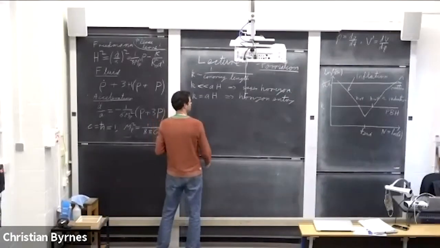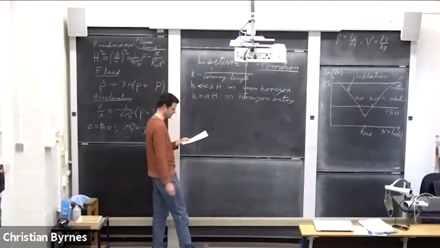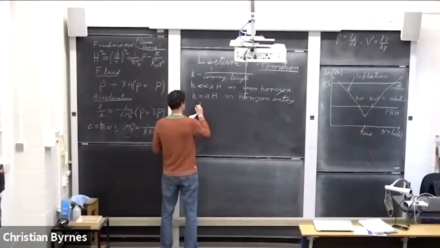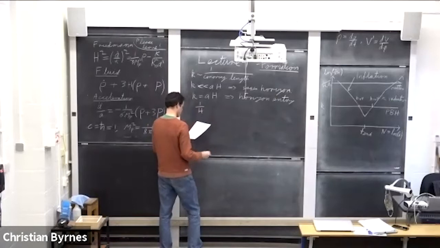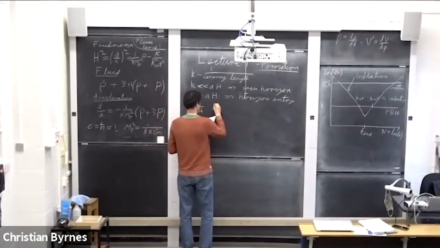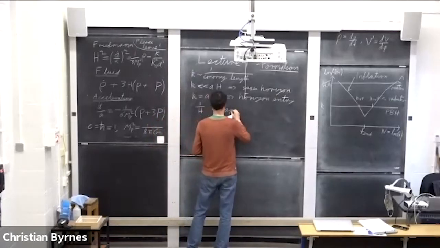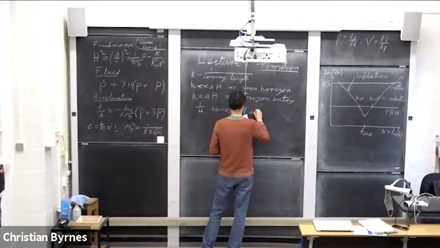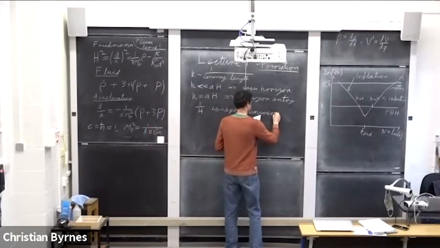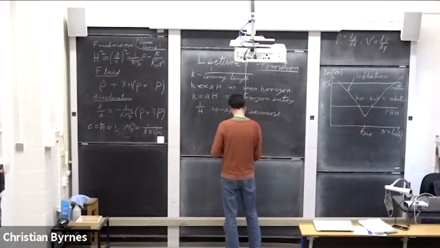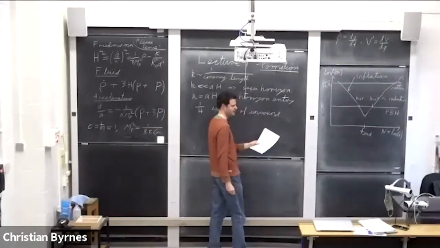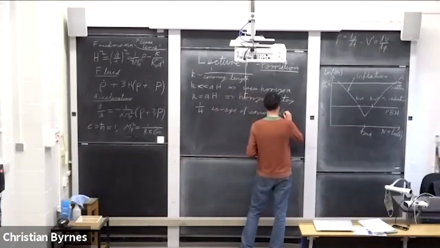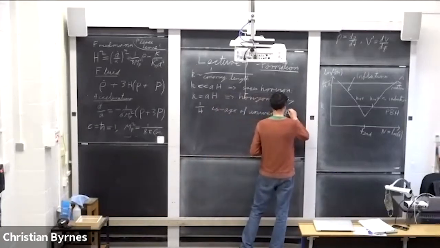Okay. So what's the significance of horizon entry? Well, 1 over H is the age of the universe, roughly. Not during inflation, but after inflation, this is true. During inflation, this is actually not a good estimate at all.